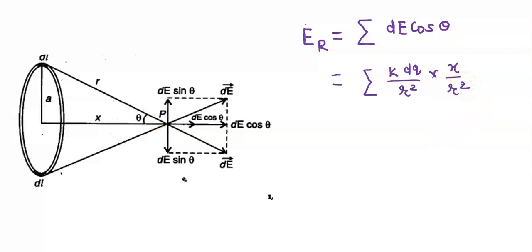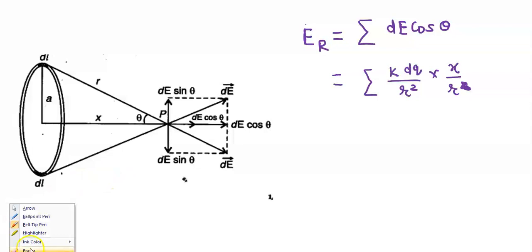Now in the next step, cos theta will be base upon hypotenuse. So hypotenuse is r, not r square. So this will be r only. Okay, so I actually wrote r square, so I just corrected it. It should be r only because it is base upon hypotenuse.